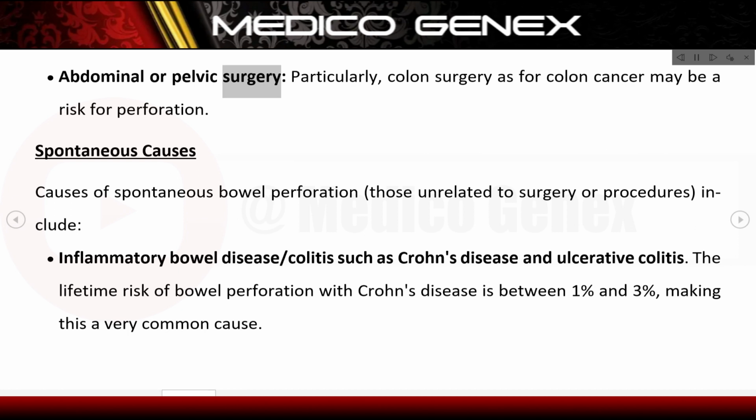Abdominal or pelvic surgery, particularly colon surgery as for colon cancer, may be a risk for perforation. Spontaneous causes. Causes of spontaneous bowel perforation, those unrelated to surgery or procedures, include inflammatory bowel disease, colitis such as Crohn's disease and ulcerative colitis. The lifetime risk of bowel perforation with Crohn's disease is between 1% and 3%, making this a very common cause.